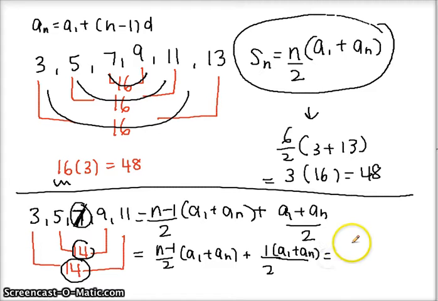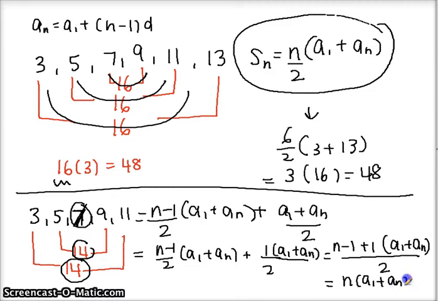And then here we can just add this together, and we have n minus 1 plus 1, and then a1 plus an over 2. And then we can do negative 1 plus 1, which is just 0. So we have n times a1 plus an over 2. That's basically the same thing as what we got right here. So that means that this formula works no matter how many numbers there are in the sequence.